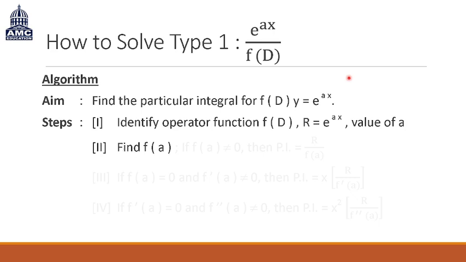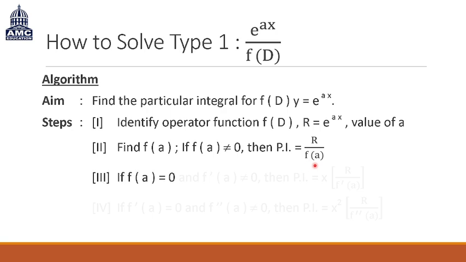Okay. The next step is to find f(a). So essentially, we substitute the value of a in place of D, and that will give us a number. And if this number is not equal to 0, we are done, right? So we'll find out the particular integral as R divided by f(a). So R would be e raised to the power ax, or maybe we'll just substitute the value of a over there. Whatever is there on the right hand side, we'll write that, R divided by f(a). f(a), how do we obtain f(a)? f(a) is obtained by substituting a in place of D. So this would give us the particular integral.